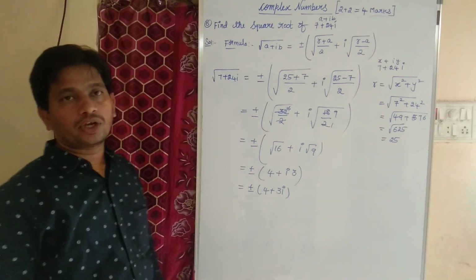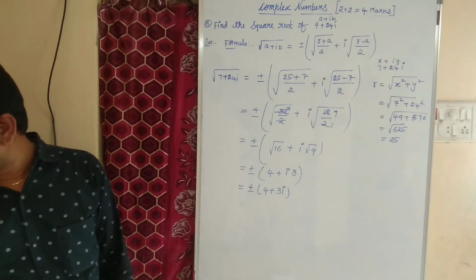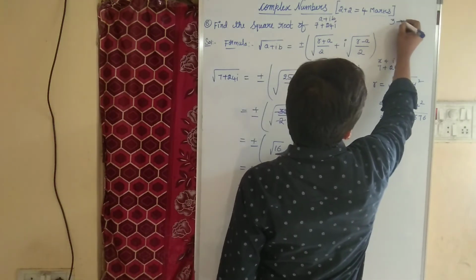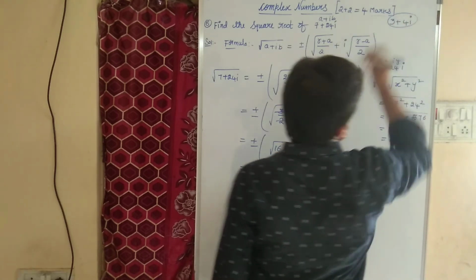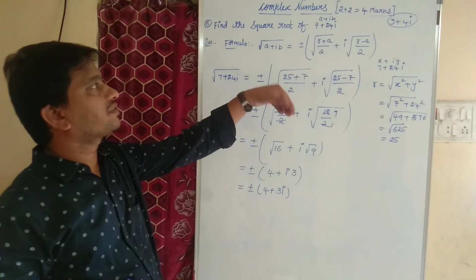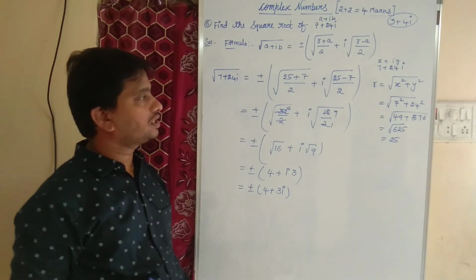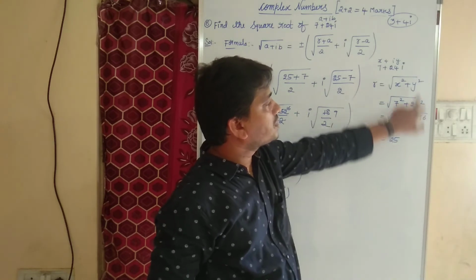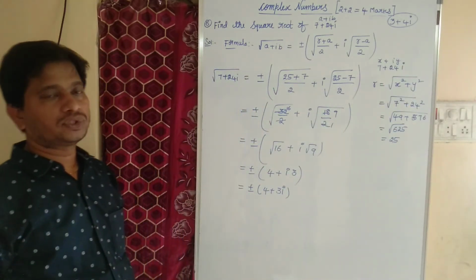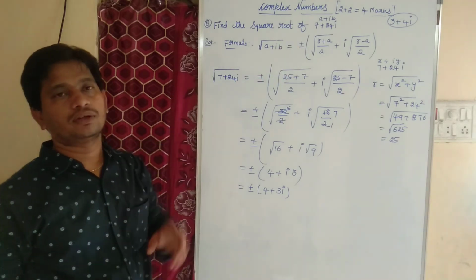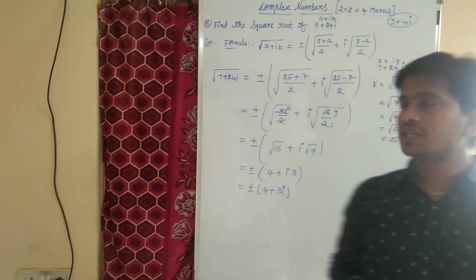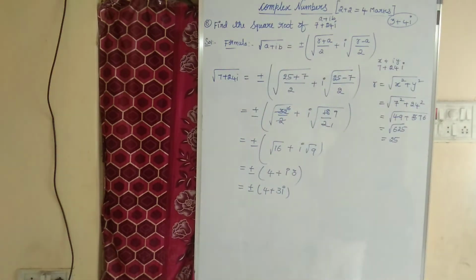Okay children, you can also practice one more problem. Find the square root of 3 plus 4i. You can also do it as homework. The same method you will get. If you want to find the square root of 3 plus 4i, this will become 3 square plus 4 square, 9 plus 16, 25. You will get r value 5. Children, you try to do that sum. This is also a most important question, finding the square root of a given complex number.